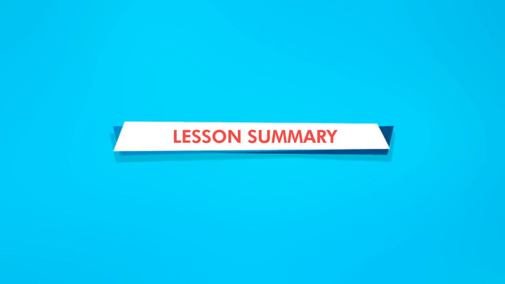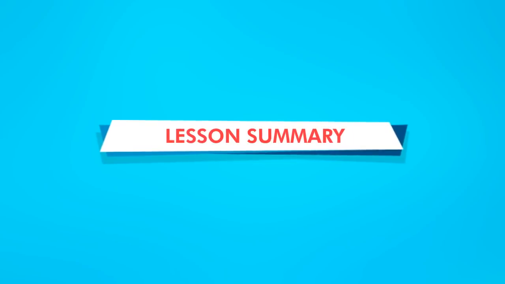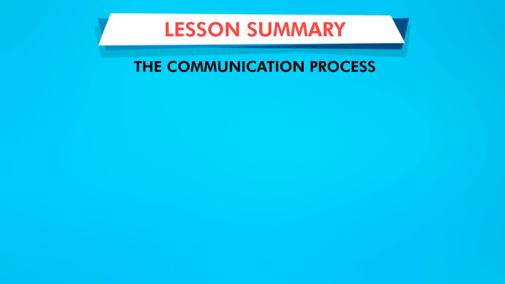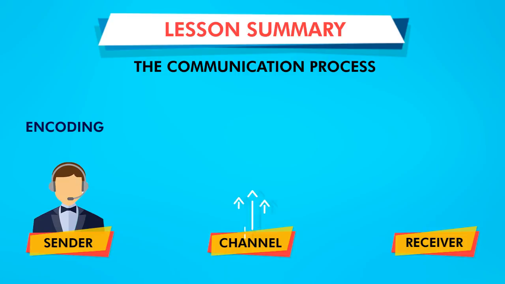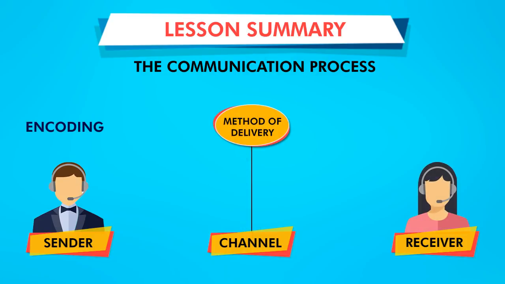Let's review. The communication process is relatively simple and is divided into three basic components: a sender, a channel, and a receiver. The sender will initiate the communication process by developing an idea into a message, also known as encoding. The sender will then transmit the message through a channel, or a method of delivery. The message moves through the channel to a receiver, who completes the communication process by interpreting and assigning meaning to the message, also known as decoding.